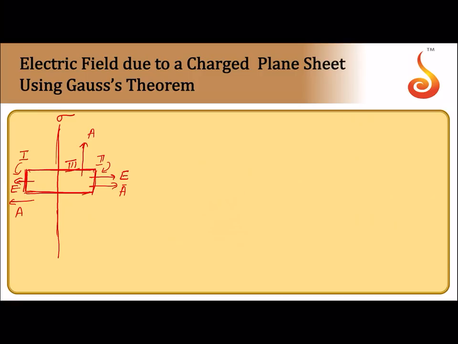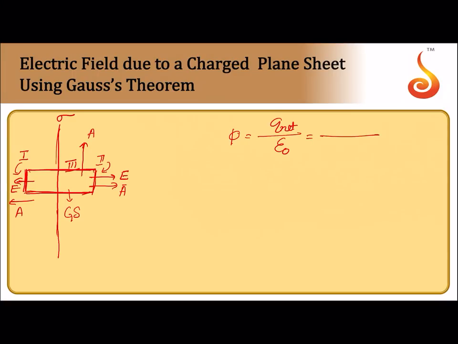Now, did we do the first step? Yes. What was the first step? Finding the kind of symmetry. We noticed that it is planar symmetry. Good. What about the second one? We constructed the Gaussian surface. This is my Gaussian surface. And the third step is now, what is that? Flux is equal to net charge divided by epsilon naught. Now let us do this job.